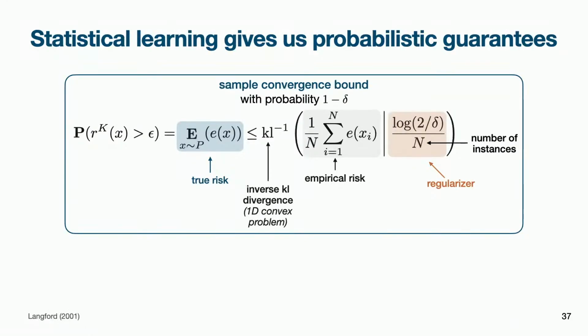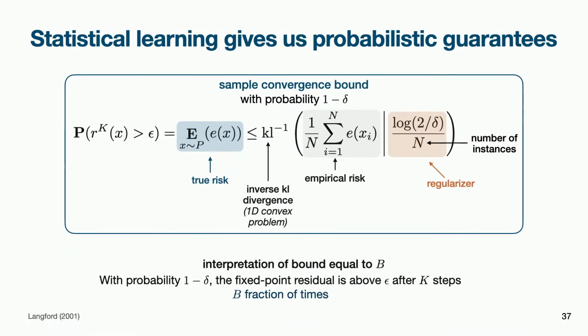And what does this mean if we compute it and obtain a value? The interpretation is that if the bound is equal to a constant b, it tells you that with probability 1 minus delta, the fixed point residual, which is our performance metric, is above epsilon after k steps, b fraction of times. Okay? Which is a very important thing to know if you're somebody who wants to deploy this method in a real-time application. You want to understand what's the fraction of times after which we get the value of the fixed point residual above this threshold epsilon.